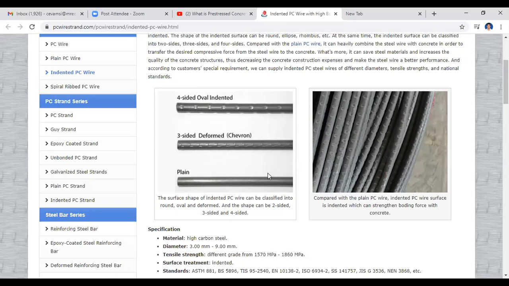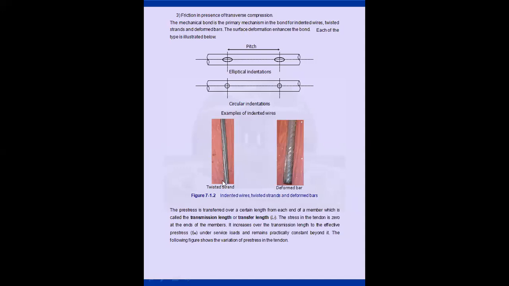The next one is the twisted rod, and it looks like this. This is the usual pre-stressing strand which we are going to use for pre-tensioning and post-tensioning of the member. And the next one is the deformed bar. What do you mean by deformed bar? The bars which we use for RCC, reinforced cement concrete structures, are called deformed bars, HYSD bars. Usually these are the rods which you are going to use for pre-stressing.